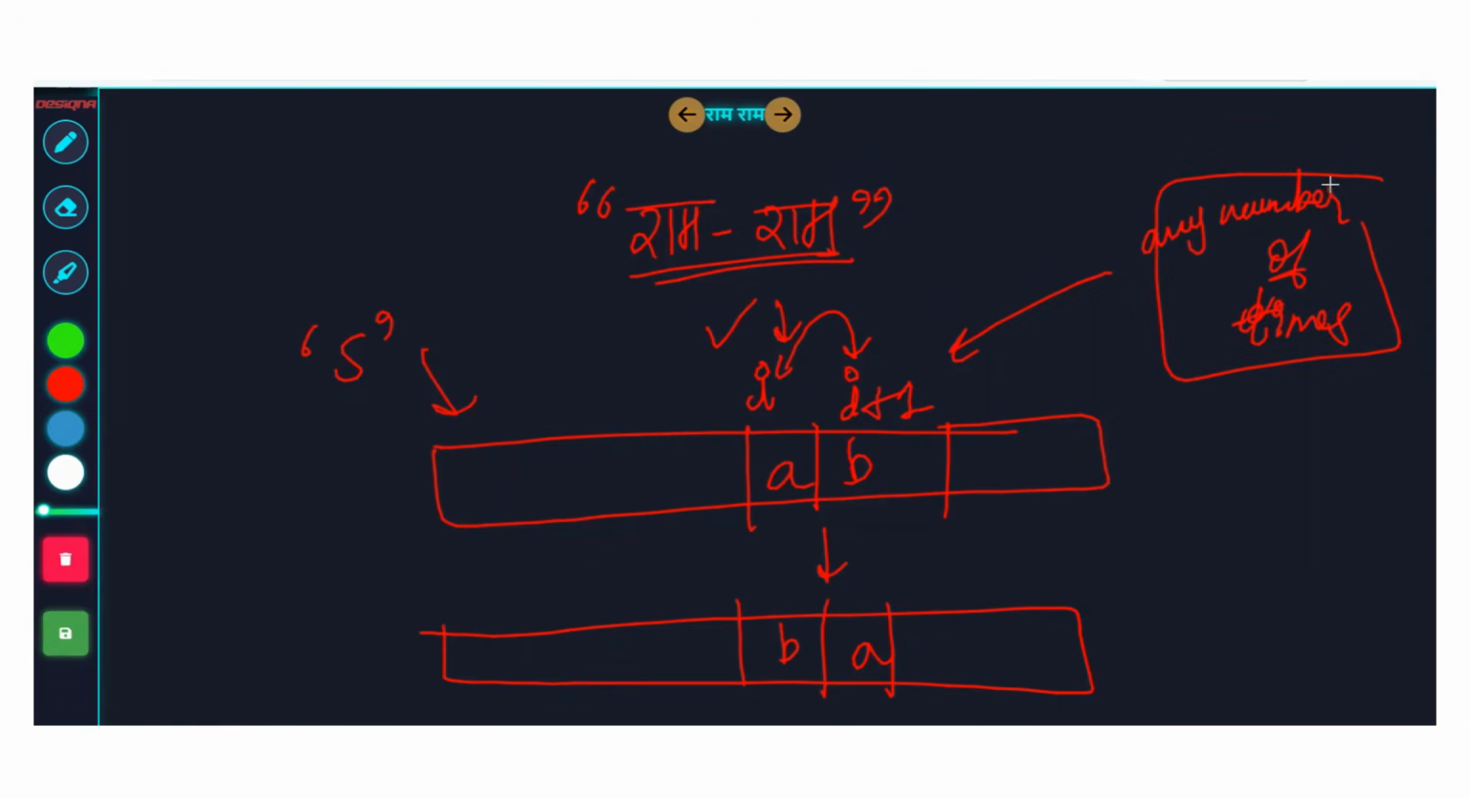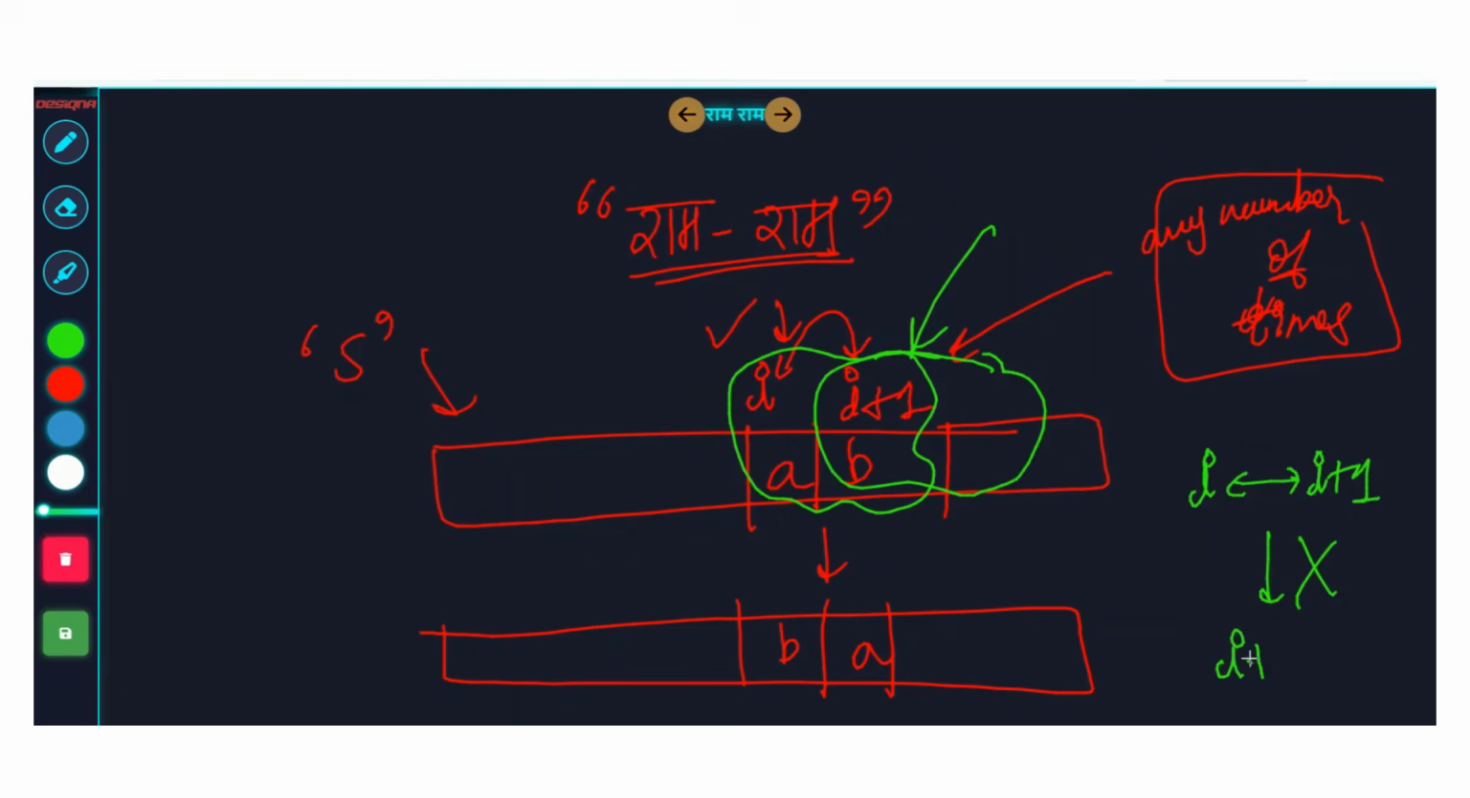But the problem is that if you do the operation at index i, then this part has been covered. Now you cannot do the operation on i plus 1. Basically, you cannot swap i plus 1 with i plus 2. If you have swapped i with i plus 1, then you cannot swap i plus 1 with i plus 2. This swap will not be possible. So this makes the problem very complicated.